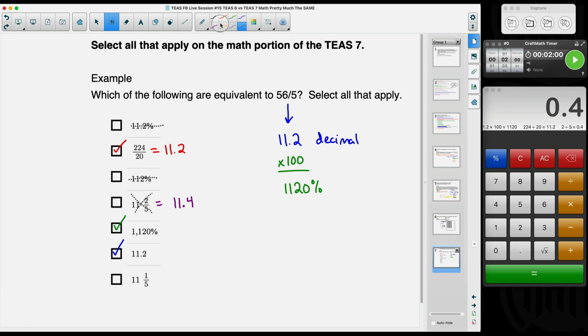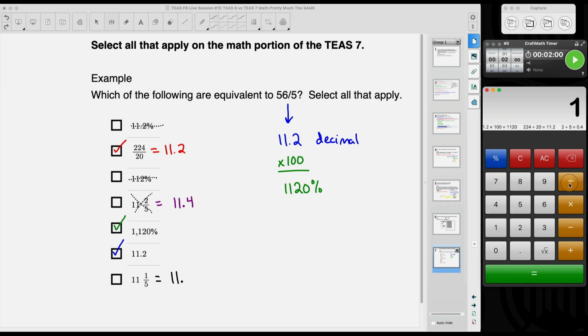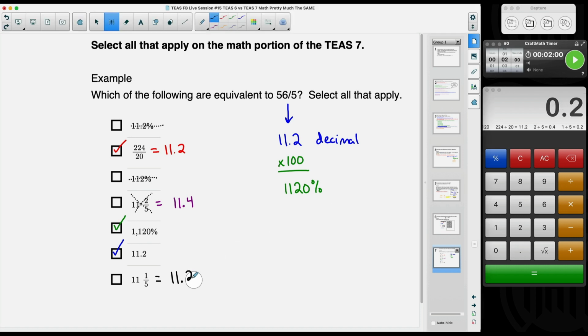So guess what? Let's see if this one matches. 11 1/5. That's going to be 11 point something. And 1 divided by 5 will give us that 0.2. So therefore, all 4 of these would be the checks or the select all that apply. Again, just to repeat that one more time, even though I don't think I saw one of these on their new resources, do y'all see how this could definitely be a possible math question? I hope so.